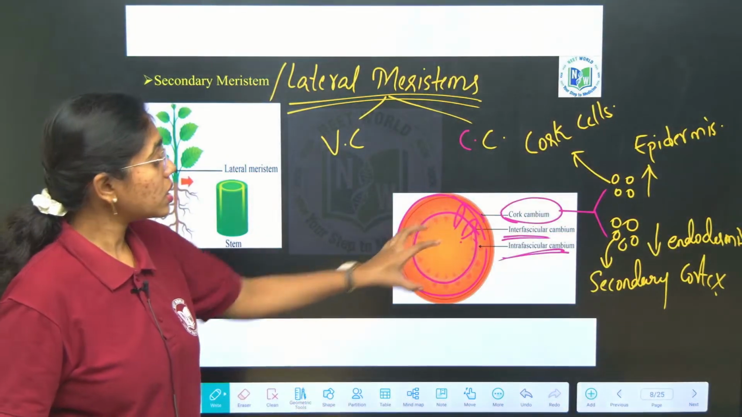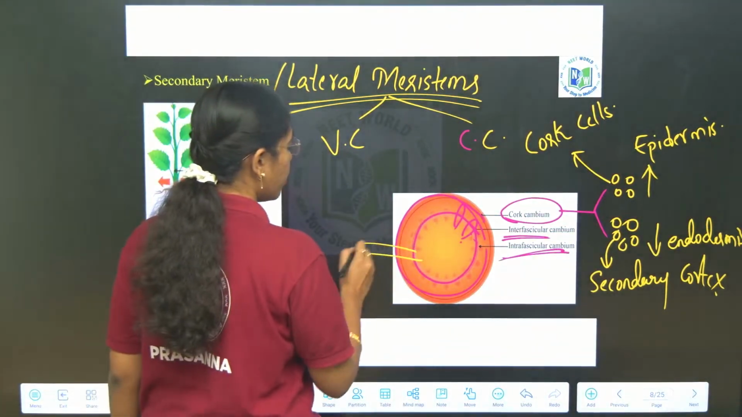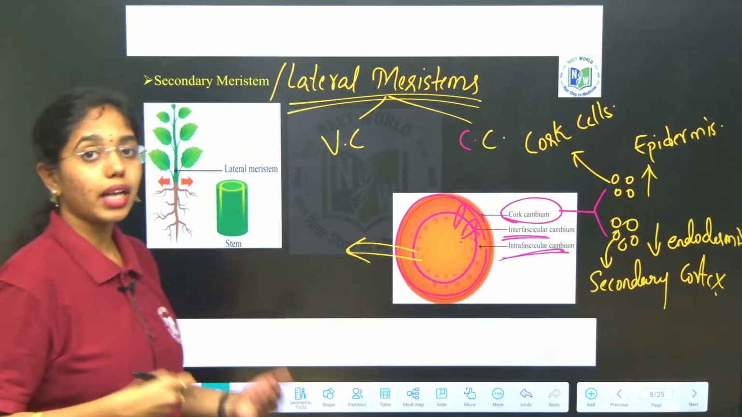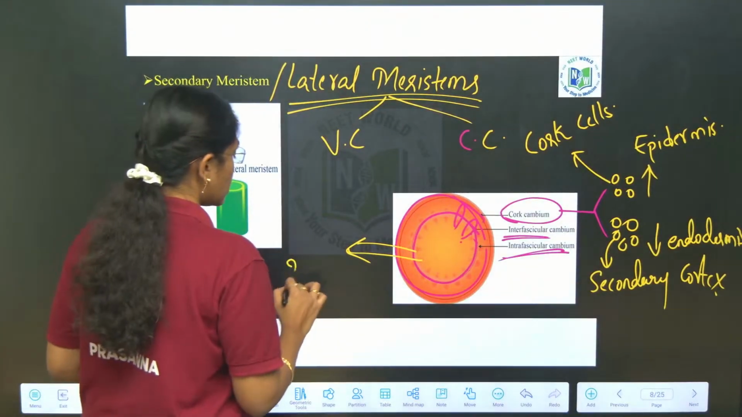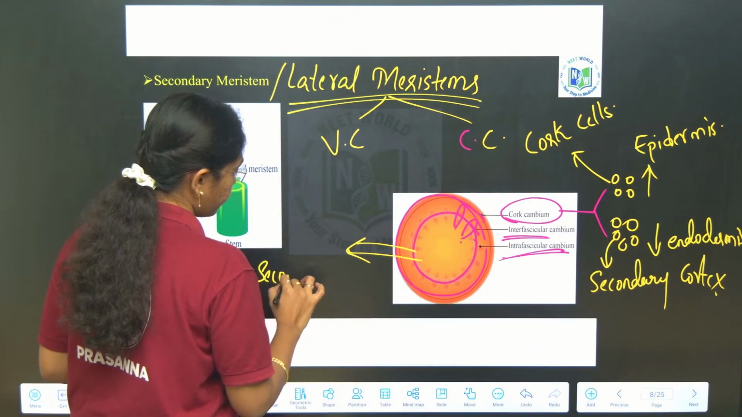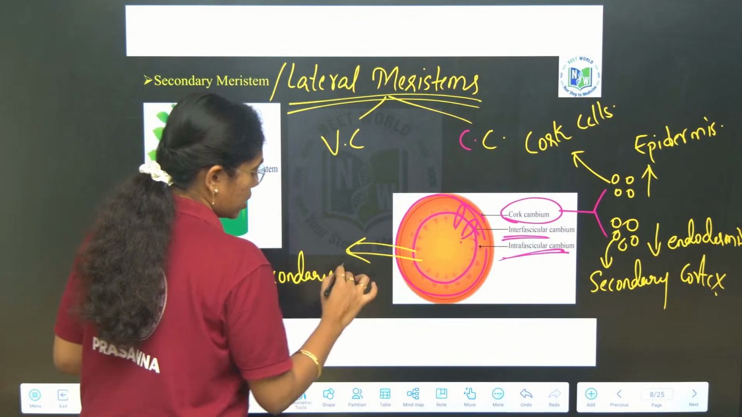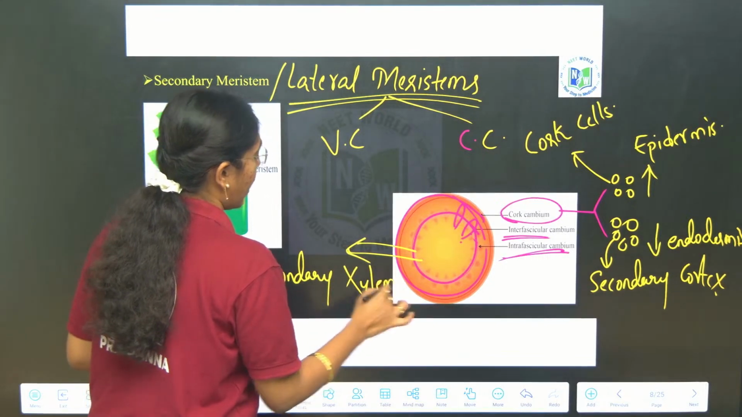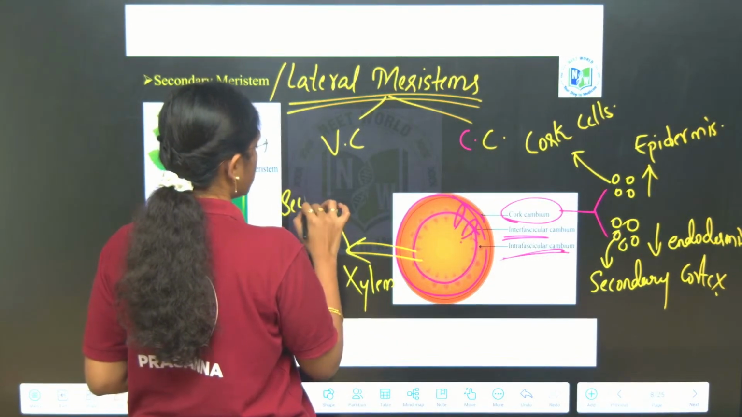dicot stem. This cambial ring will form what? The cambial activity will generate new cells, forming secondary xylem towards the pith region or the center region, and secondary phloem towards the pericycle.